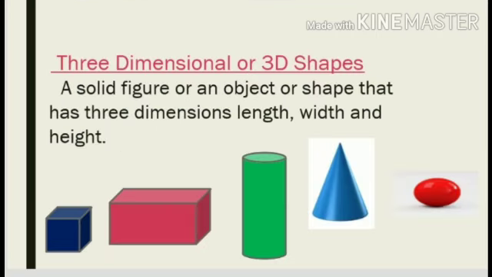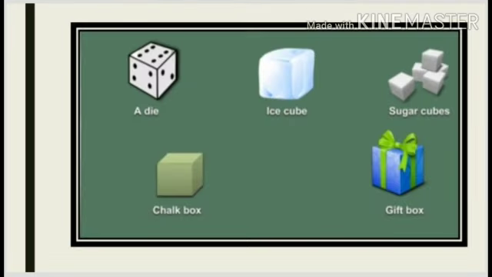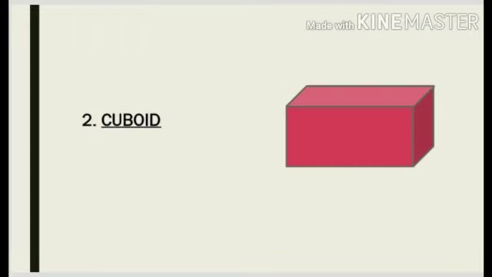Let us learn what are 3-dimensional or 3D shapes. A solid figure or an object or shape that has 3 dimensions, length, width and height, is called a 3-dimensional or 3D shape. Now let us identify these 3D shapes. Students, this is a cube. Now let us see some objects which resemble a cube. This is a cuboid. Now let us see some objects which resemble the shape of a cuboid.